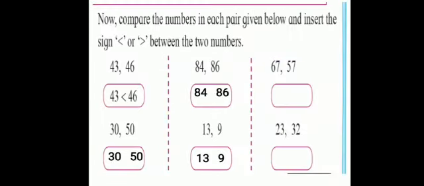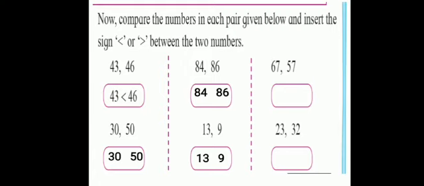Now, compare the numbers in each pair given below and insert the sign between the two numbers. The first one is given for you. The numbers are 43 and 46. Now, observe the numbers carefully and you will find that at the tens place we have 4 common. So, we will consider the units place, and in 43, 3 is in the units place, and in 46, 6 is in the units place. So, 43 is less than 46.